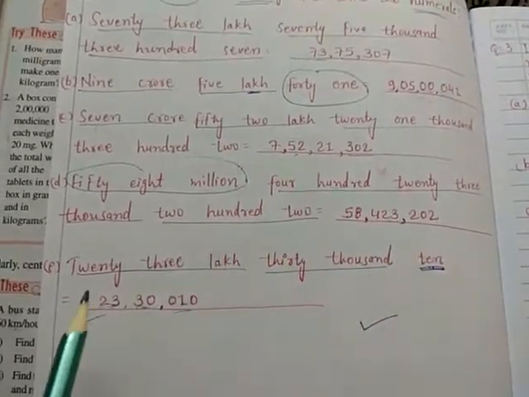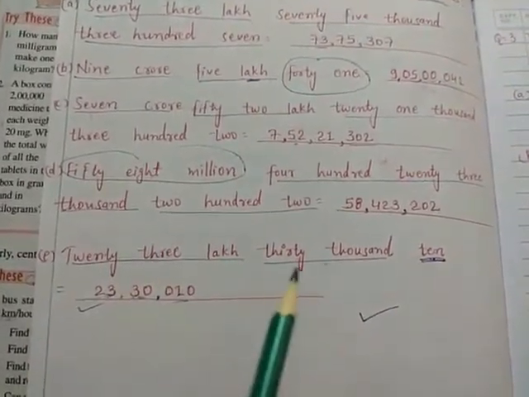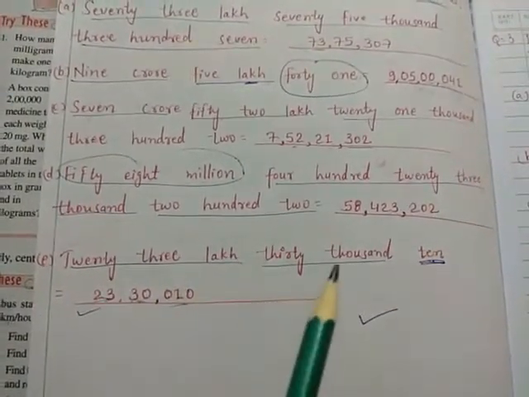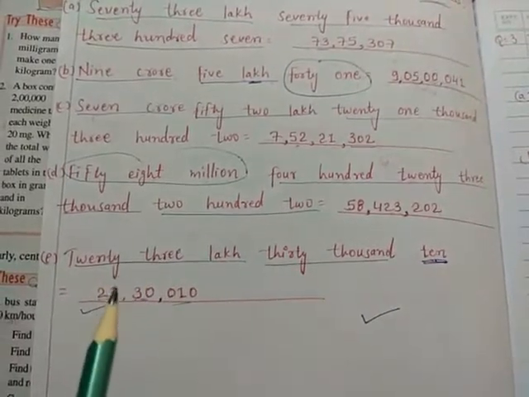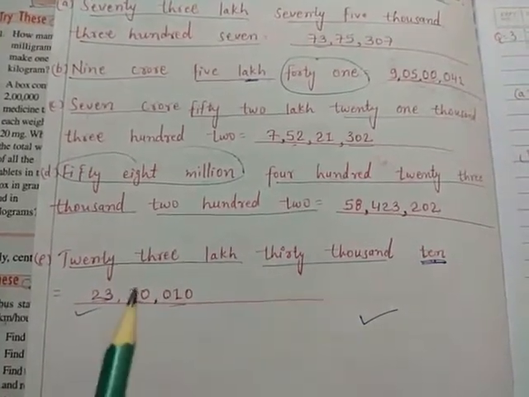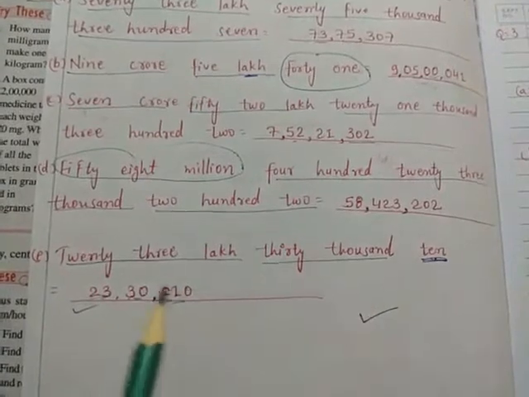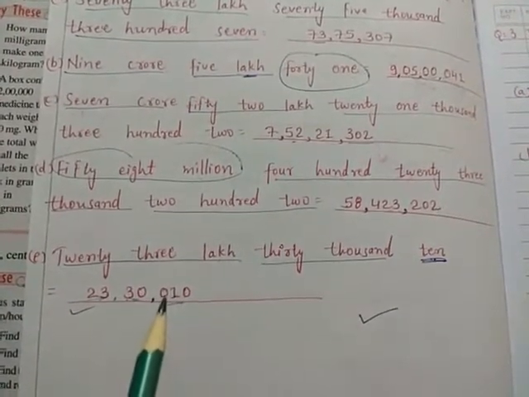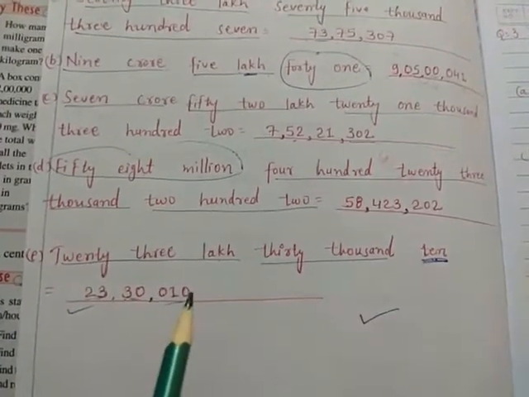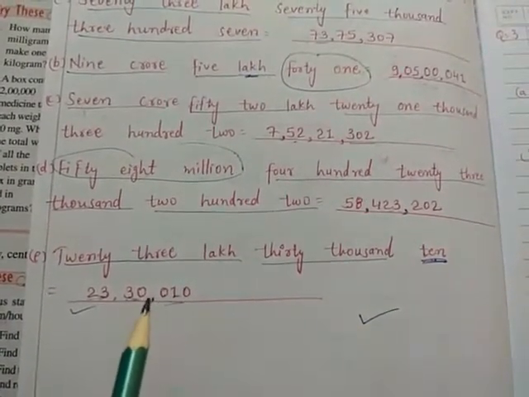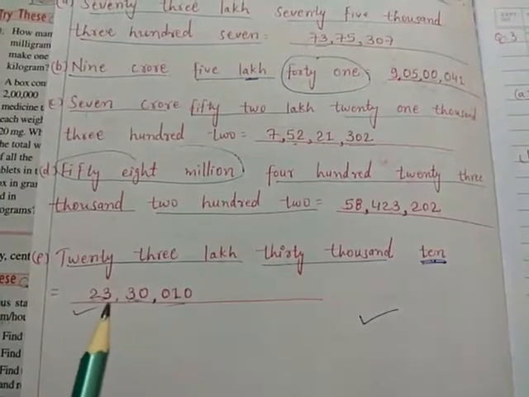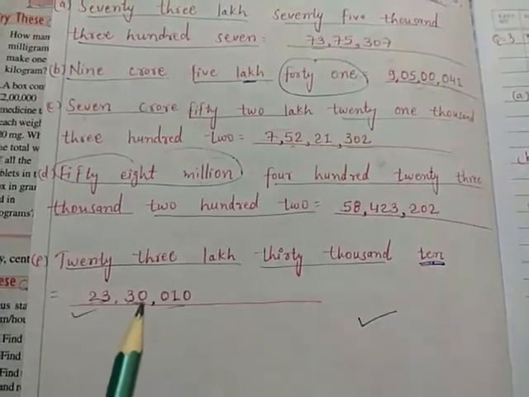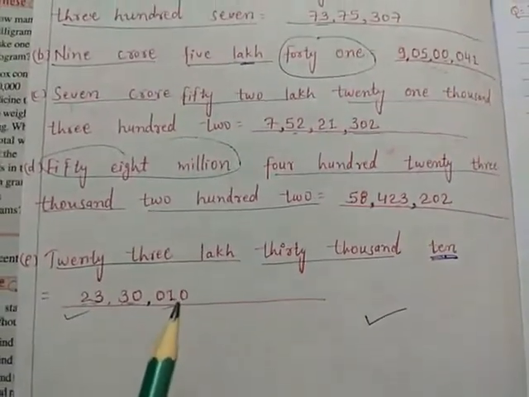Okay. Last one, 23 lakh 30,010. So 23 lakhs we write here, 30,000, so 30,000 and 10. So 0 10. In the 100 place there is no number, so we put 0. Correct? Now put commas: 1, 10, 100, comma, thousand, 10,000, comma, lakh and 10 lakhs. So 23 lakhs, 30,000 and 10. Understood, students?